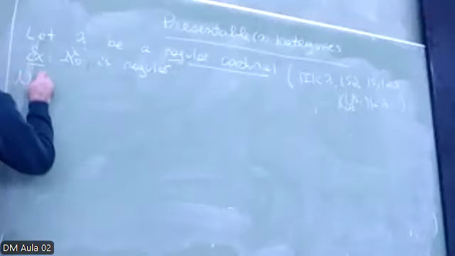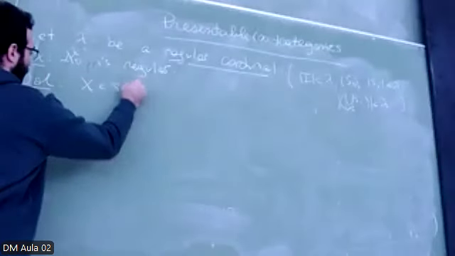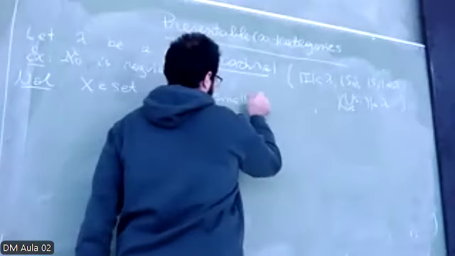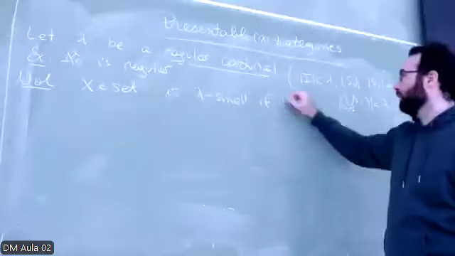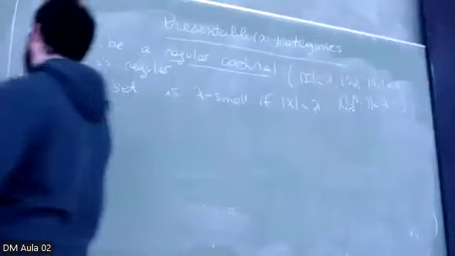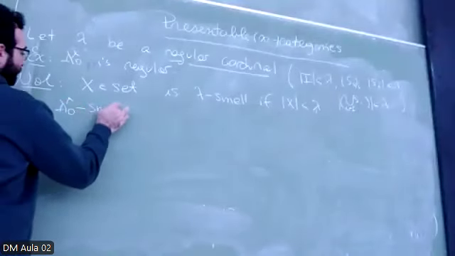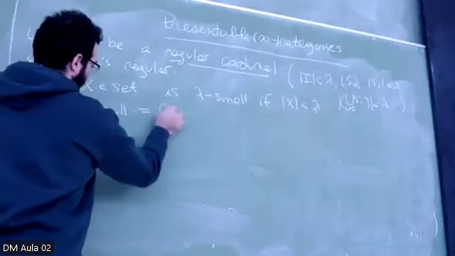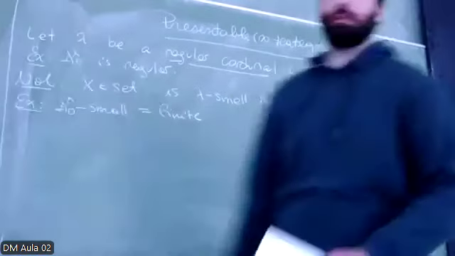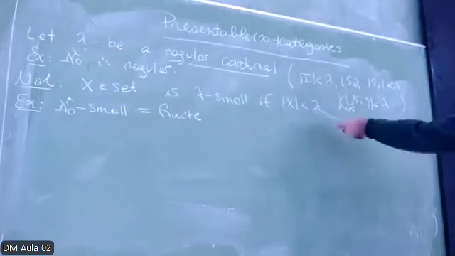Okay, and then notation. A set is lambda small if its cardinality is less than lambda. And again, notice that aleph 0 small is finite. Okay? So cardinality less than infinite, so to speak.